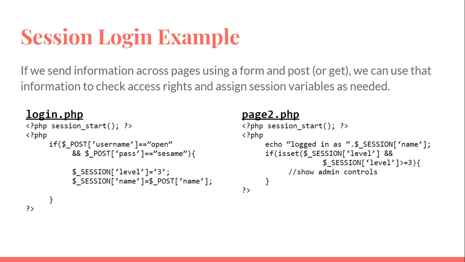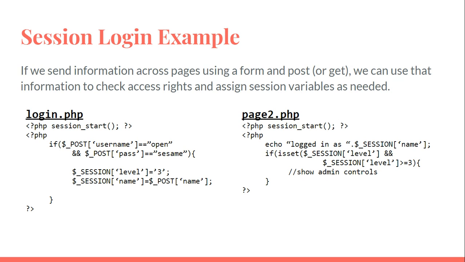Here's how we might use this for a login. If we send information from a form to login.php, you'll see we're checking post username and post pass. If the username is equal to open and the password is equal to sesame, then in that case I'm going to set session level equal to 3 and session name equal to the name that they put in, which was sent by the form as well. That form was sending over a username, password, and their actual name. And so I'm going to store that user's level and their name.